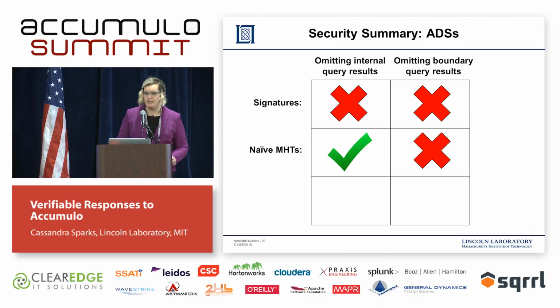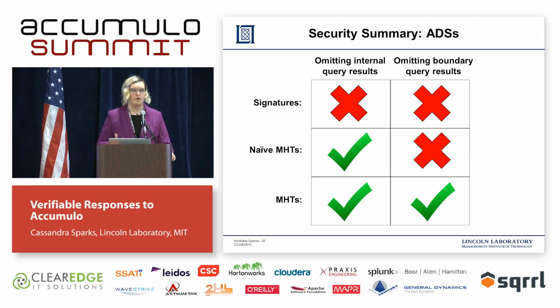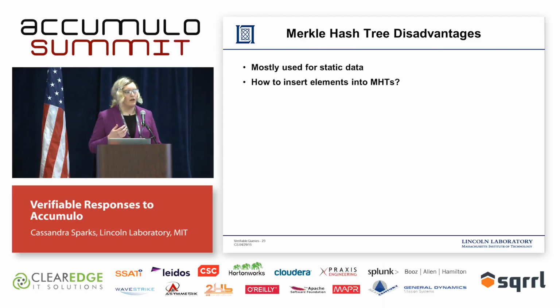So to sum up the security of ADSs, naive Merkle trees can detect omission within the range, but not on the boundaries, and Merkle trees in general can detect any omission from within the range at all. So that's really great for Merkle trees to be able to do. On the downside, they're mostly used for static data. And so in order to get more dynamic data, there needs to be some kind of balanced tree-like structure.